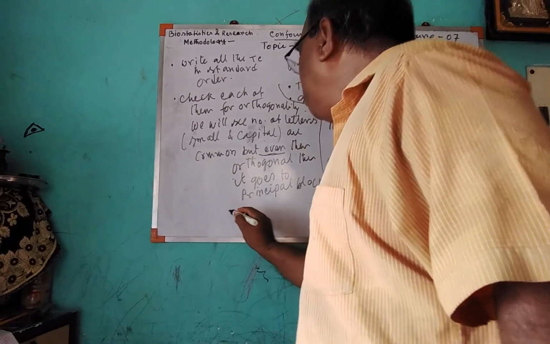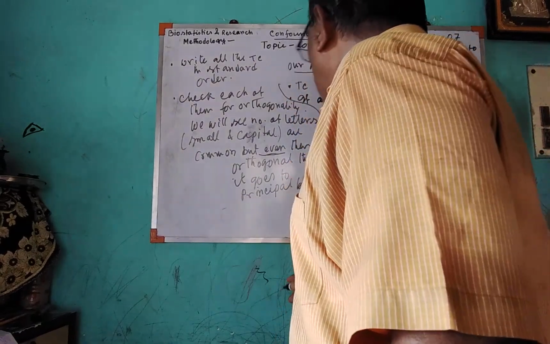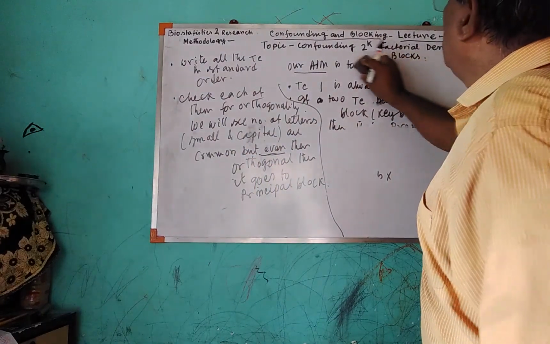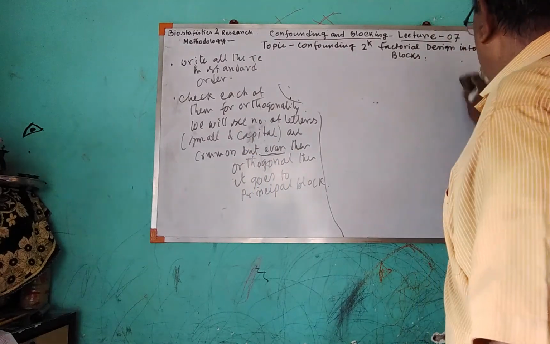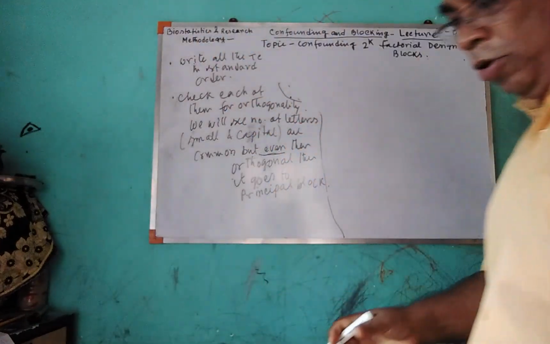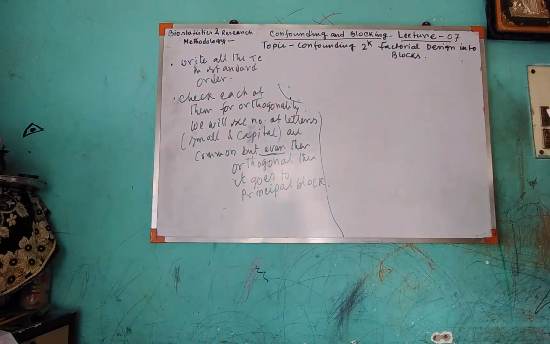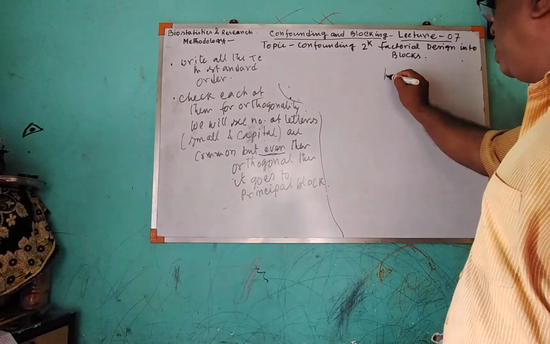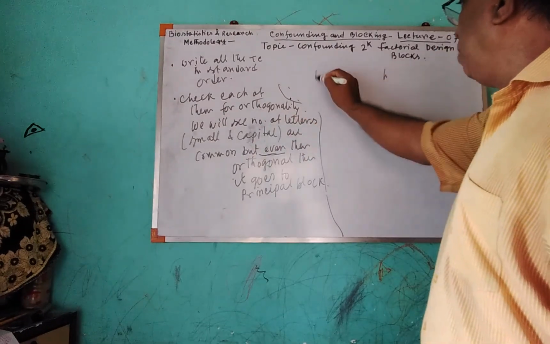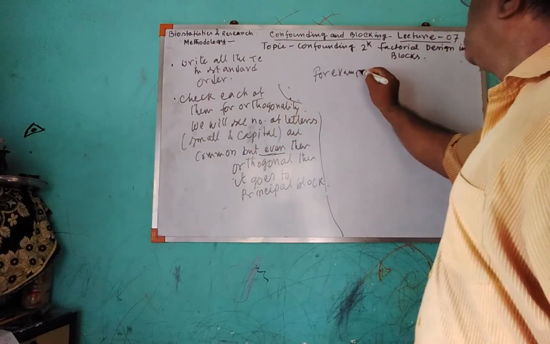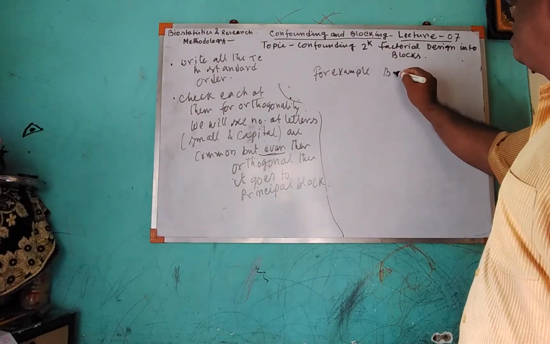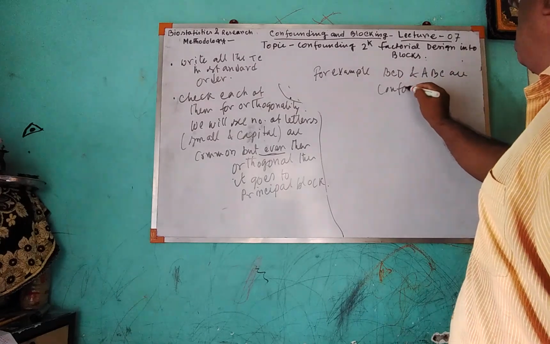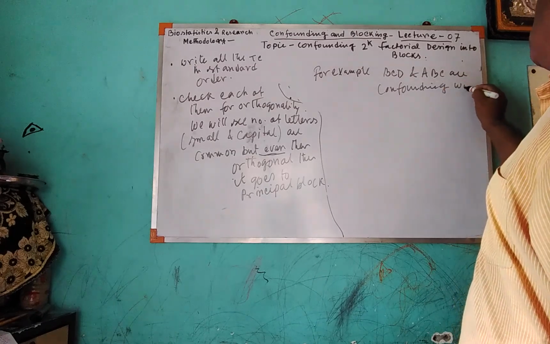Let's see an example. Suppose BCD and ABC are confounded with blocks.